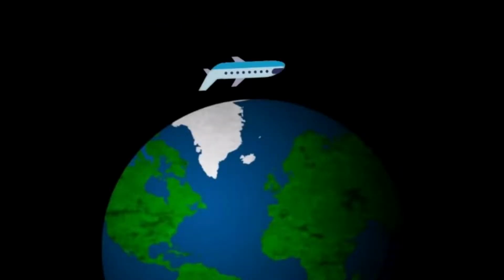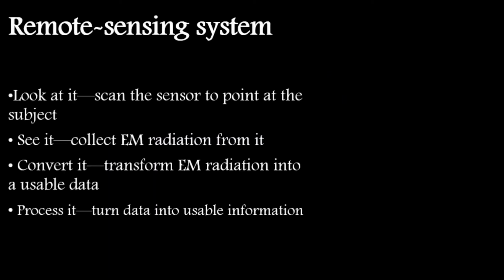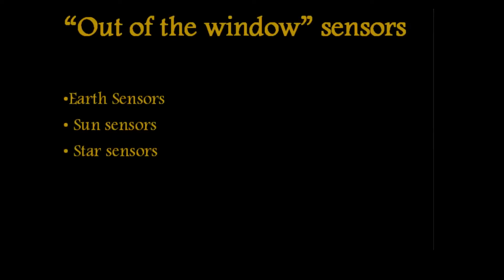When pilots fly along in their airplanes, the easiest way for them to determine attitude is to look out of the window. If the ground is down and the sky is up, they are flying upright. Similarly, the simplest way for a spacecraft to determine its attitude is to look out of the window. To look at a subject, a remote sensing system must follow the next steps. When it comes to remote sensing for attitude determination, there are 3 main subjects available for reference.